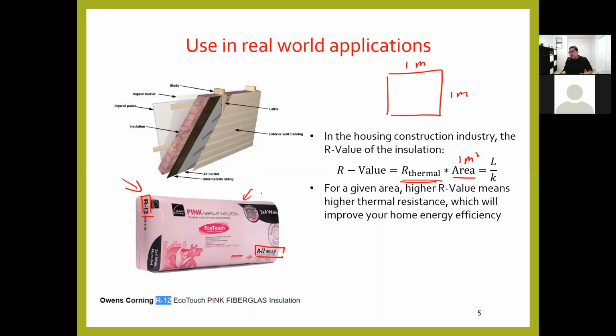So now you know, if the R value is high, then you have a higher thermal resistance, then you can limit the heat loss through the wall. So your house will have a better energy efficiency.